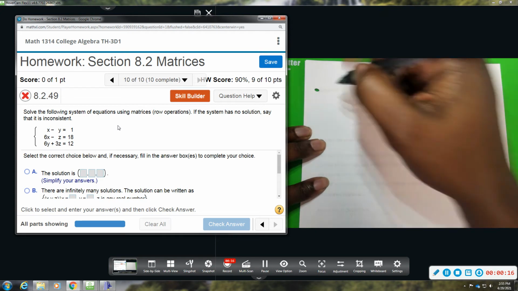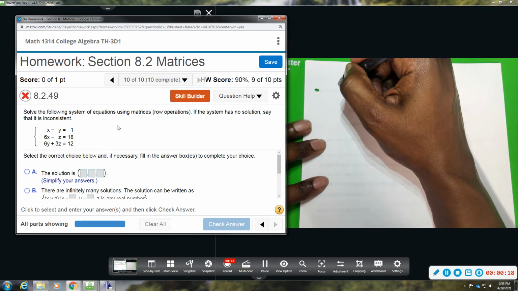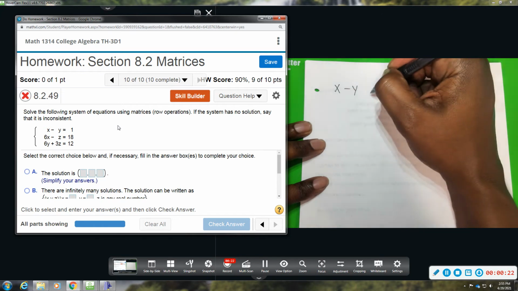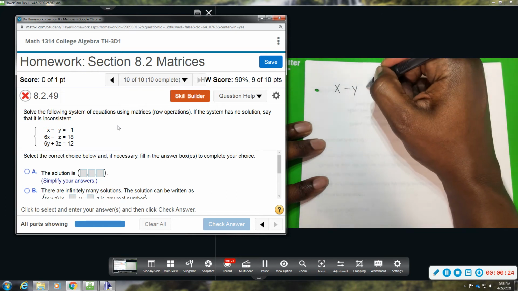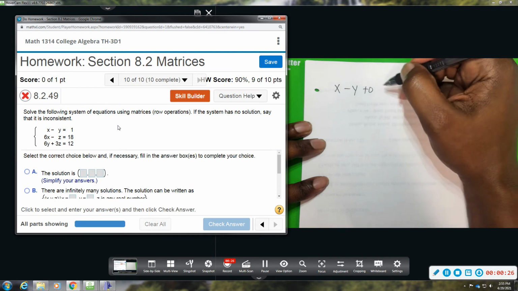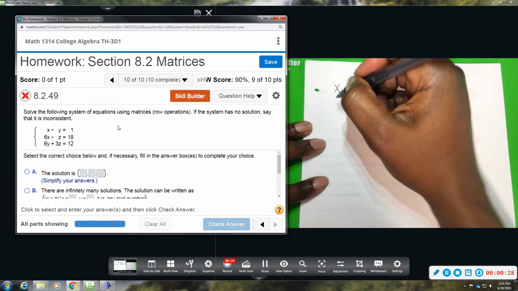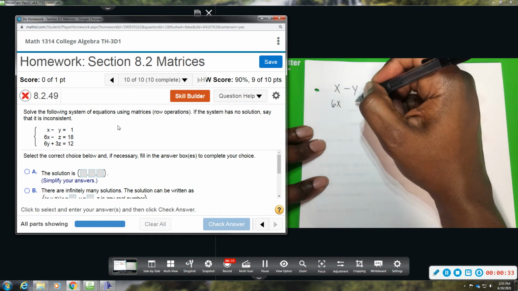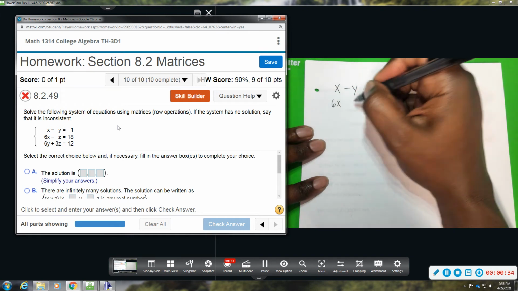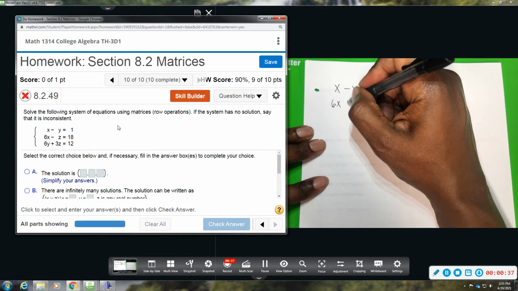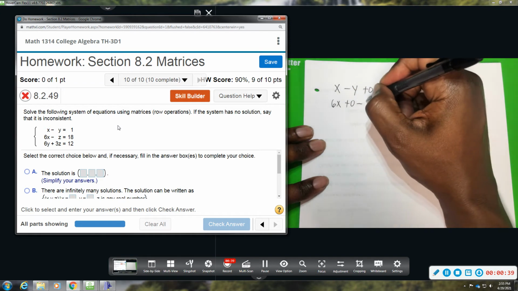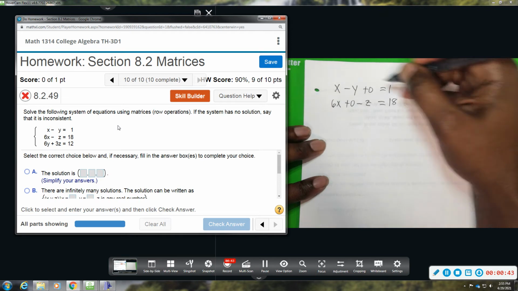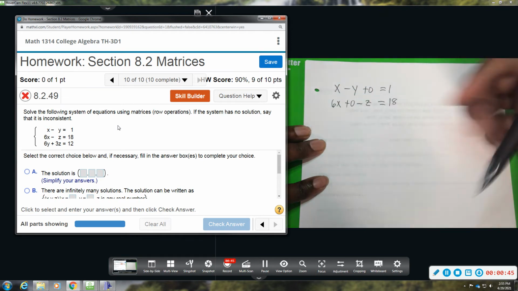First, we need to make sure we line up all of our variables. So we have x minus y, and then we don't have a z, so I'm going to do plus 0 as a placeholder, and then equals 1. And then row 2, we have 6x minus, we don't have a y there, so I'm going to do plus 0 for y, and then minus z at the back equals 18. And that's what you have to really look out for. Make sure everything is vertically aligned.